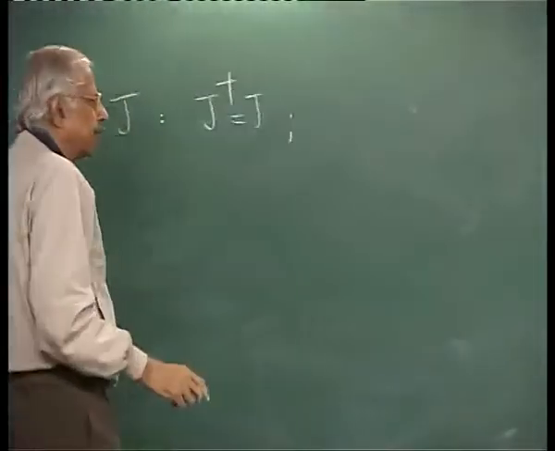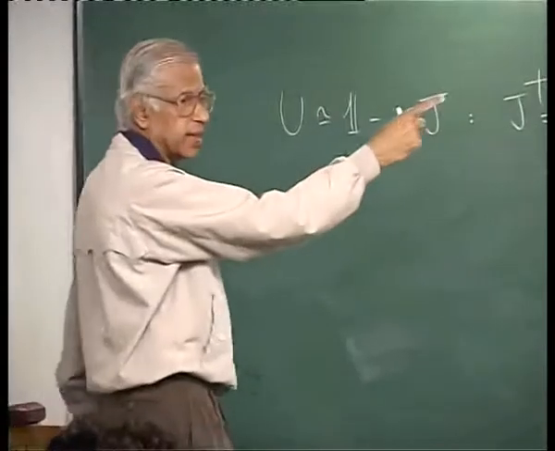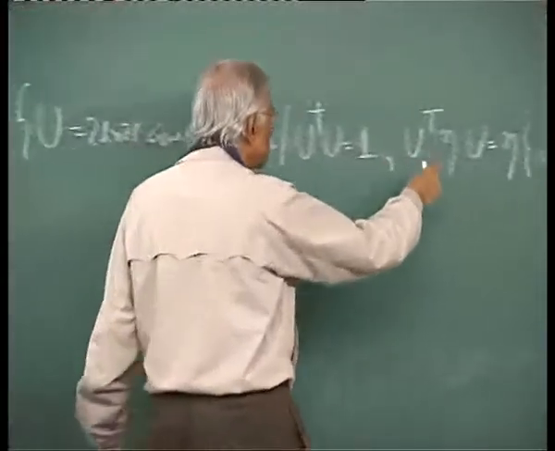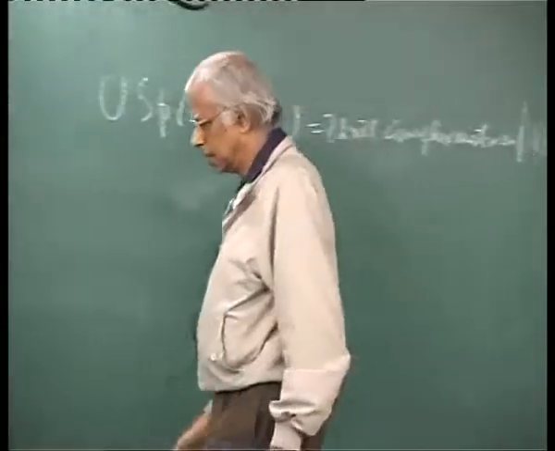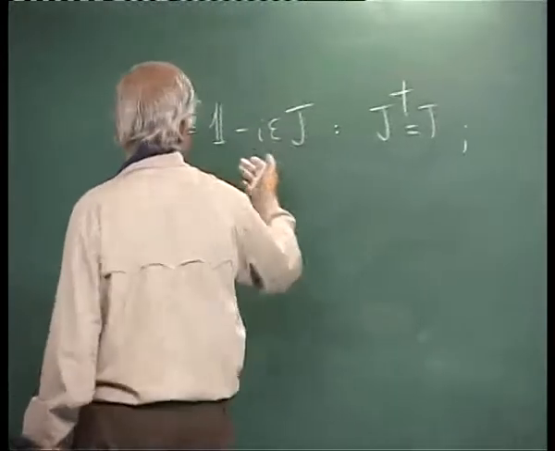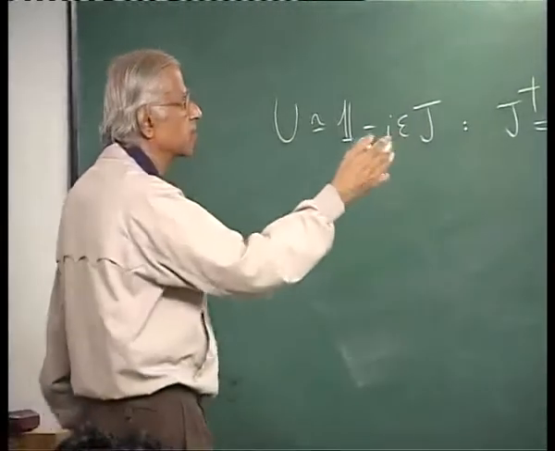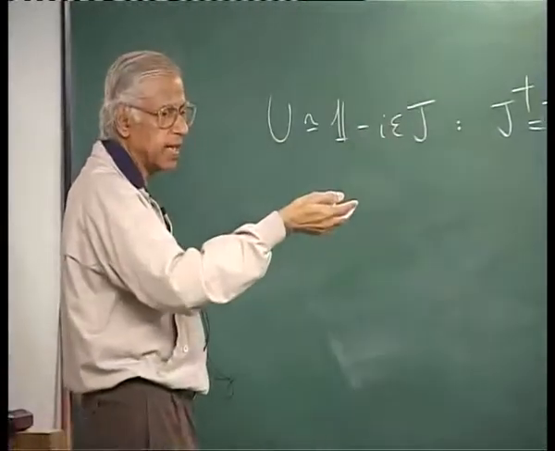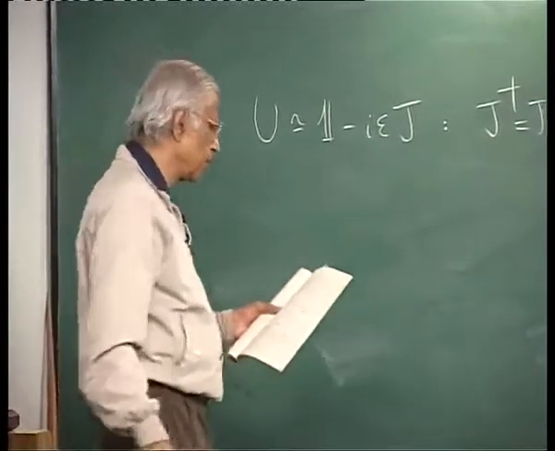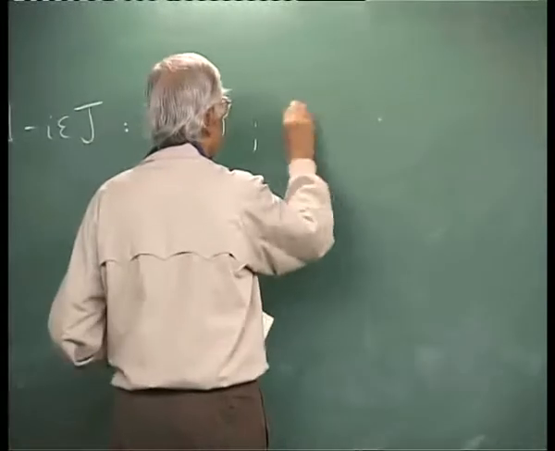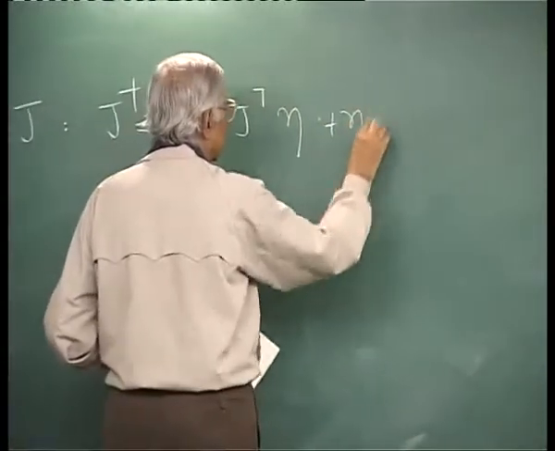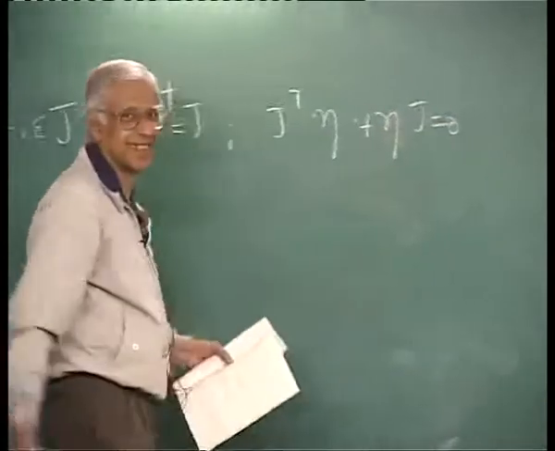So one condition is J dagger must be equal to J. Then there's one more condition, the symplectic condition. U transpose eta U equal to eta. What does that imply? Just substitute this for U and for U transpose. Keep only linear terms in J or in epsilon and read off. What does it say? J transpose? Yes? Oh, wonderful. Exactly.